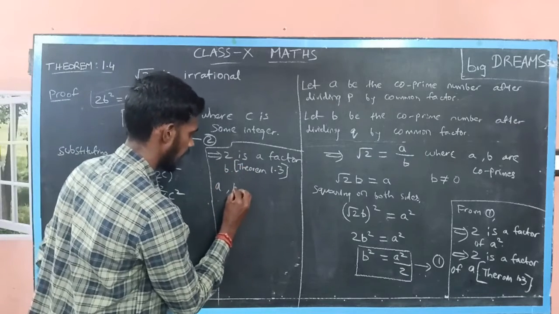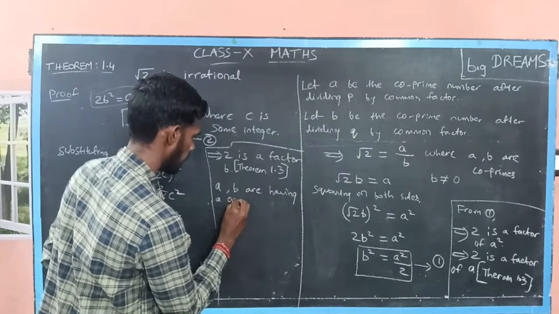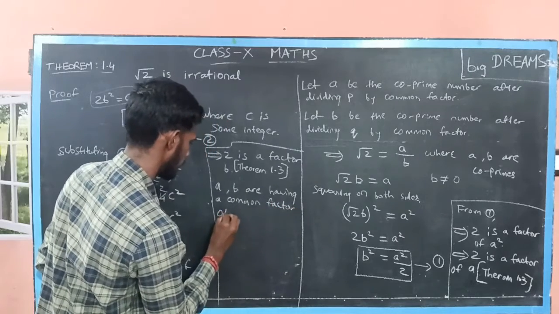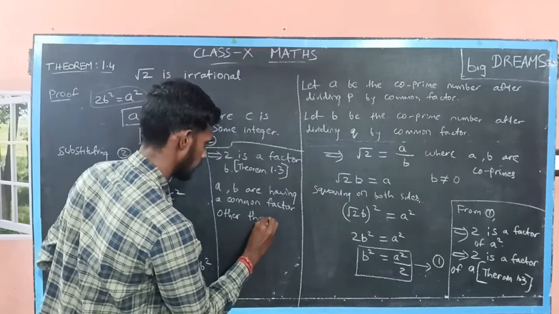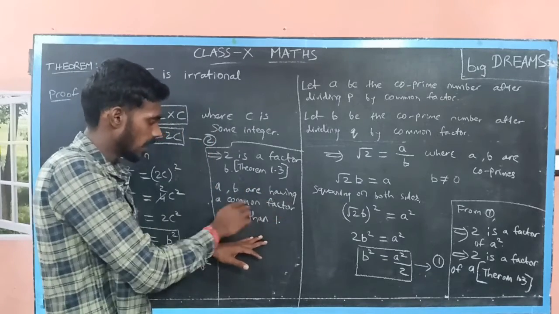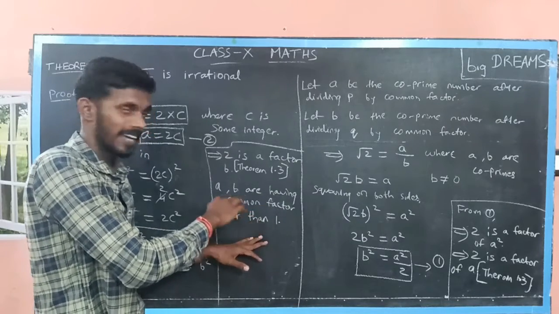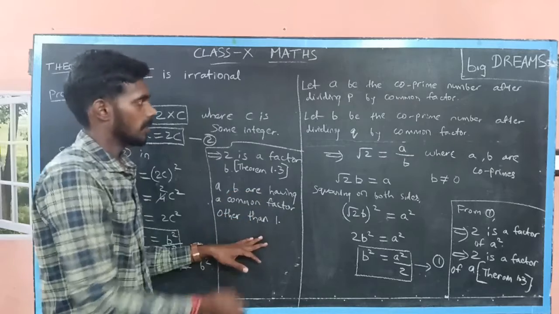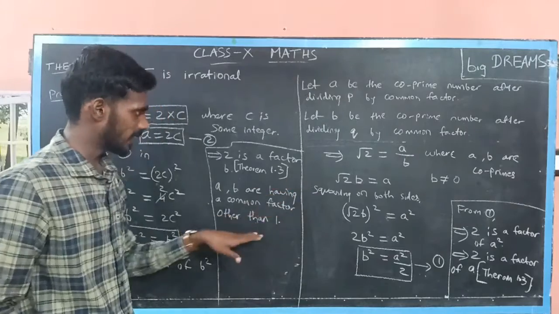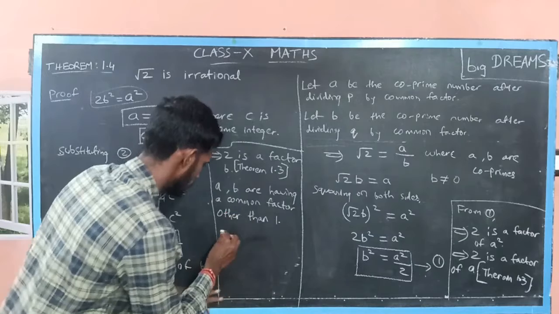So the numbers A and B have a common factor other than 1. When two numbers have a common factor other than 1, then they should not be co-primes, right? So we cannot call them co-prime numbers, but we have assumed that A and B are co-primes. This is a contradiction to our fact that A and B are co-primes. Here I am getting A and B are not co-primes, right?